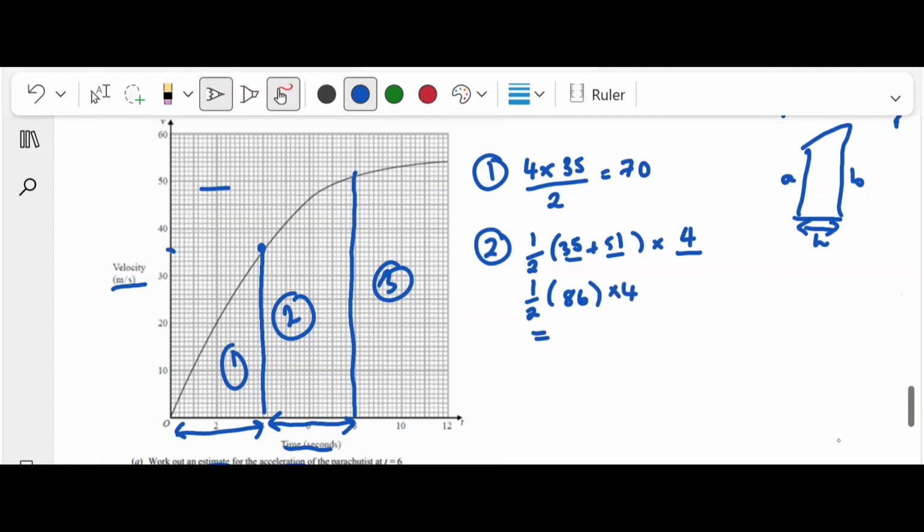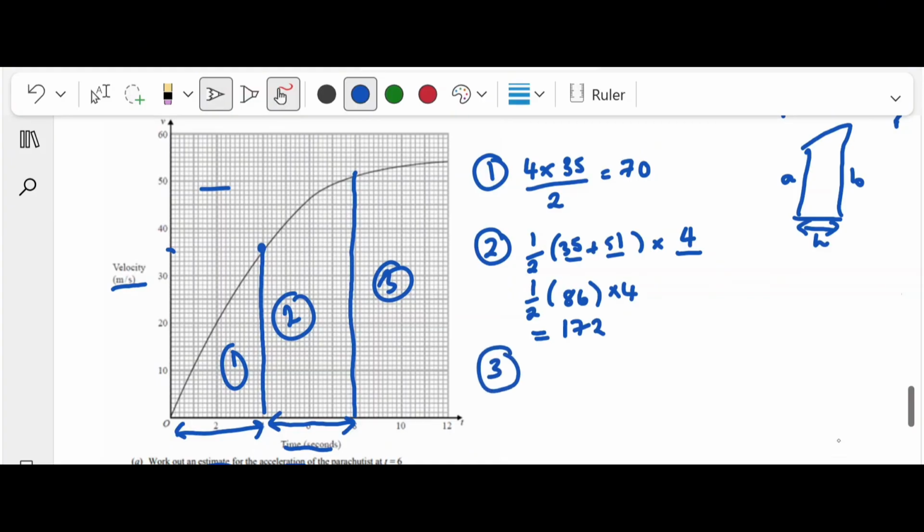So if I pop that into my calculator, that is going to be 172. Let me just double check that, but because I've done that in my head, this is what you shouldn't be doing. You should make sure you're working them all out on a calculator. 86 times by 4 is 172. Yes, correct.